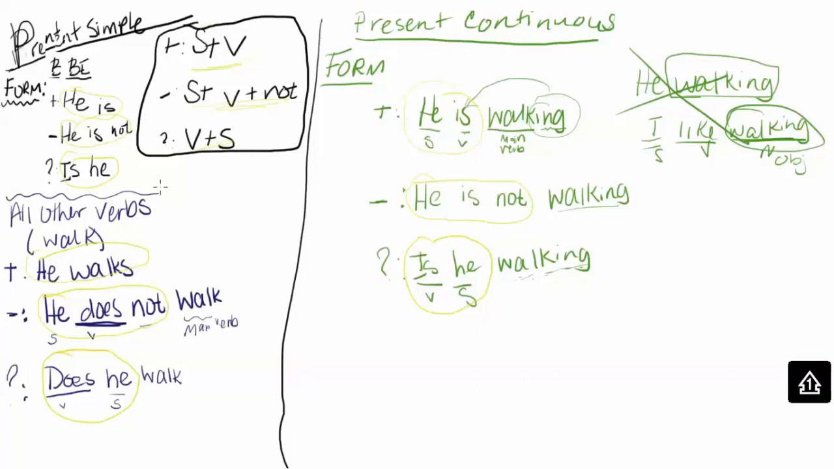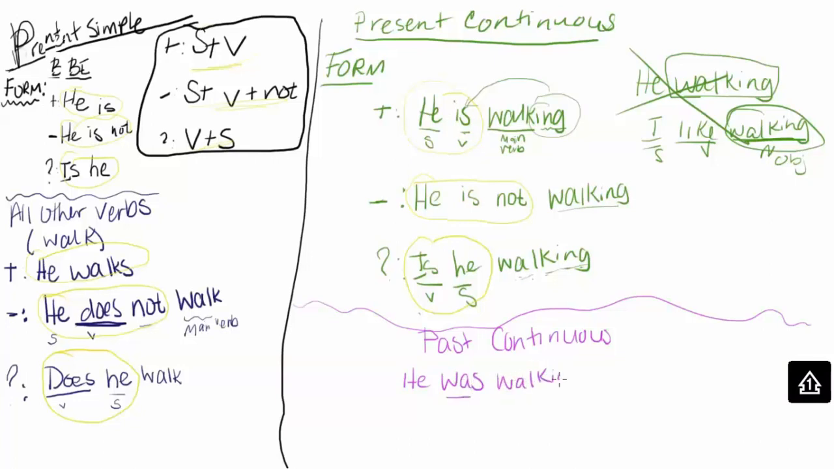I will note that the forming of the past continuous is pretty much identical, and I'm just going to put that down here, changing colors. In the past continuous, the form is exactly the same, except now you're going to change the verb is, are, am to the past, which is was and were. So he was walking. He was not walking. And was he walking?